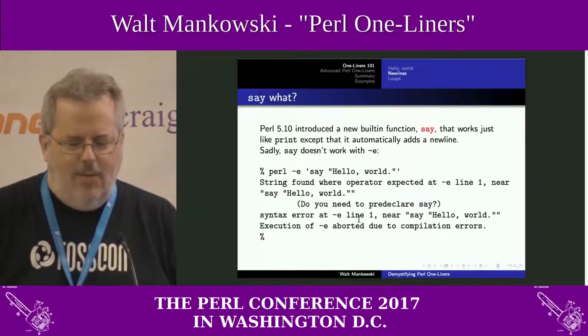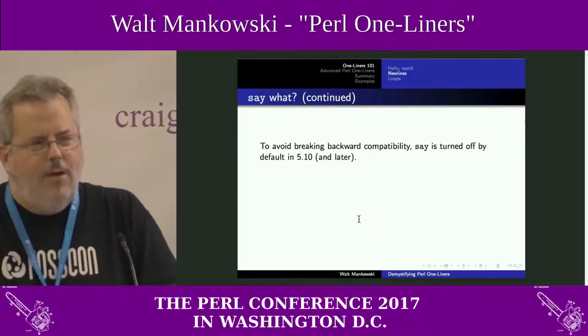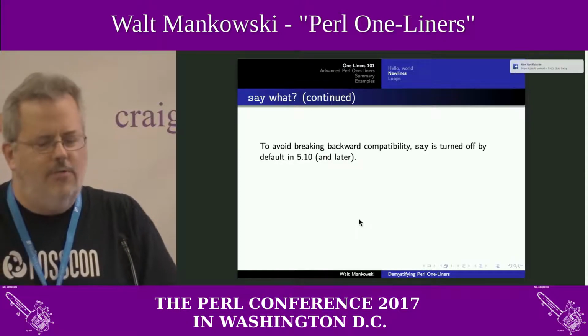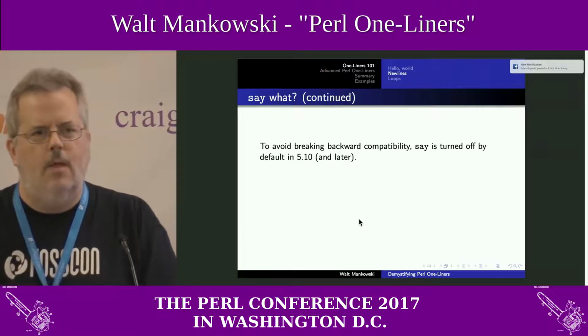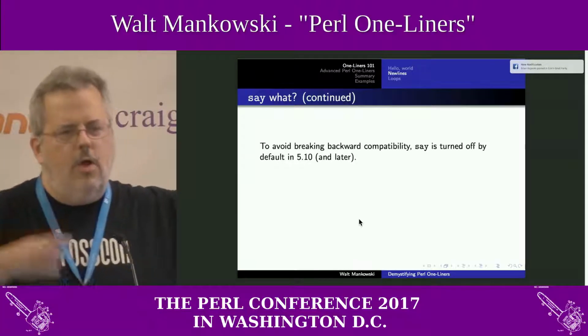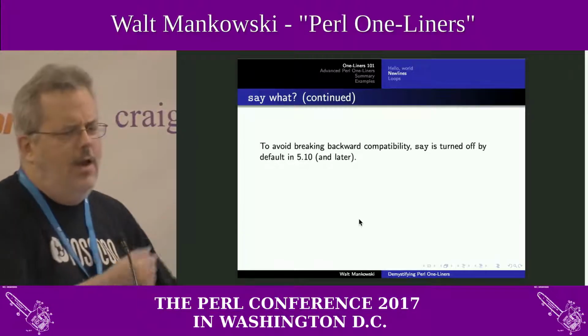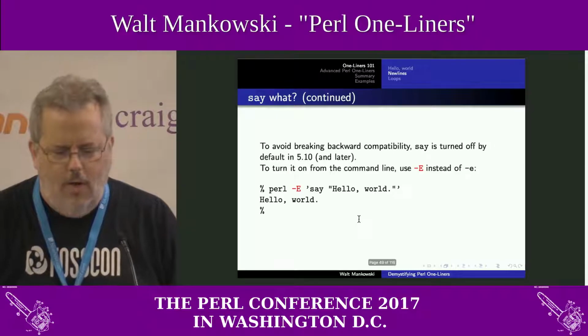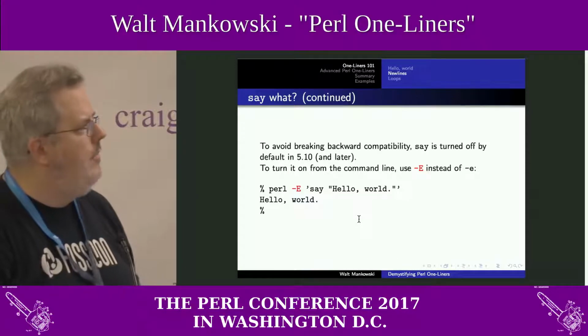So why does that happen? That happens because in order to avoid breaking backwards compatibility, it's turned off by default. So if you're writing it in a normal program, you'd have to say use 5.10.0, but you don't have to do that in a one-liner. So to turn it on in a one-liner, you can use -E instead of -e.